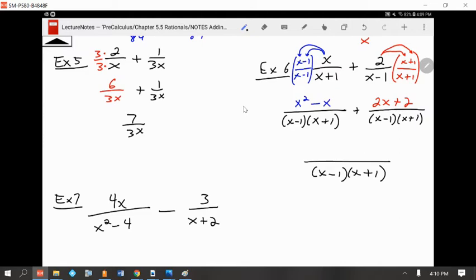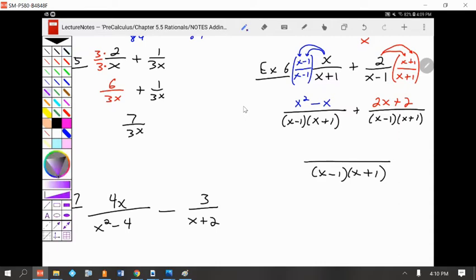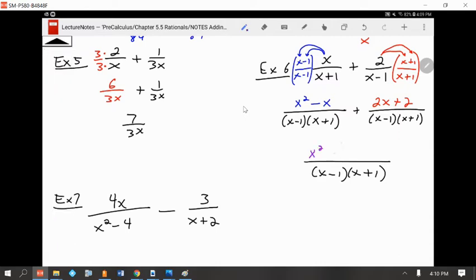On number 6, it's all over x minus 1, x plus 1. And I'm not going to FOIL that out. I'm not going to multiply x minus 1, x plus 1. I'm hoping you guys remember FOIL. What's left is now I have x squared minus x plus 2x plus 2. So red and blue make purple. Let's do purple. X squared minus x plus 2x makes plus x plus 2 at the end.